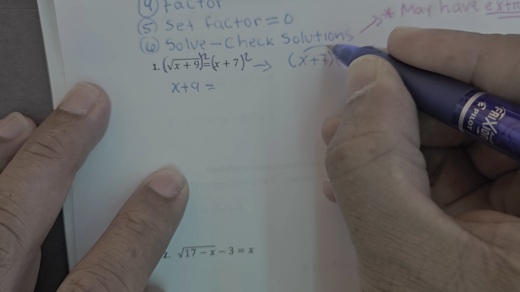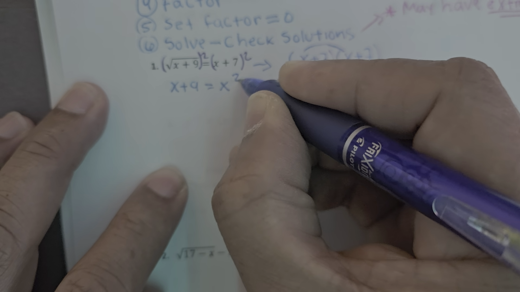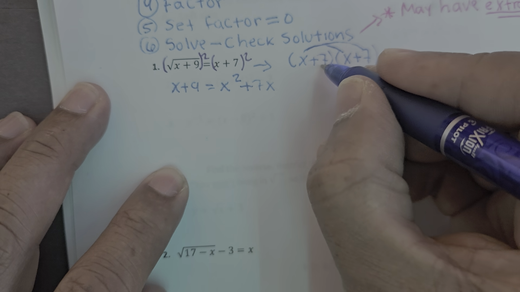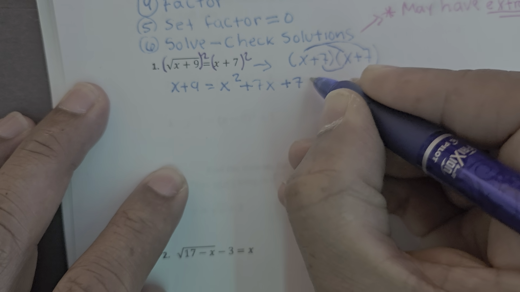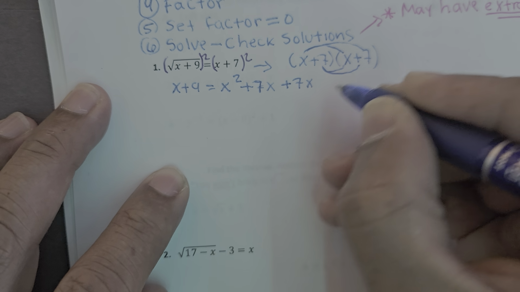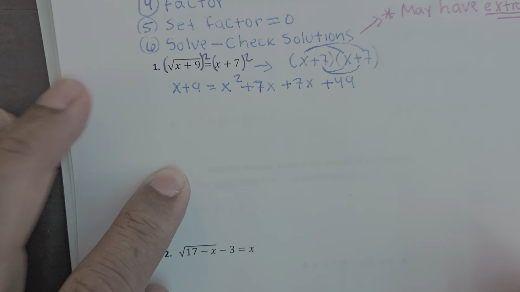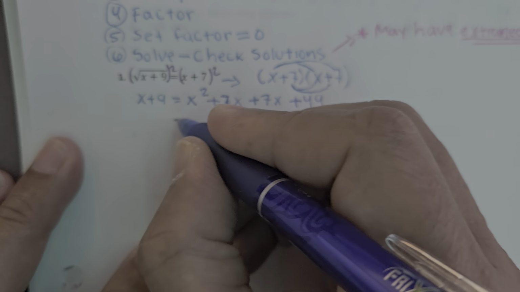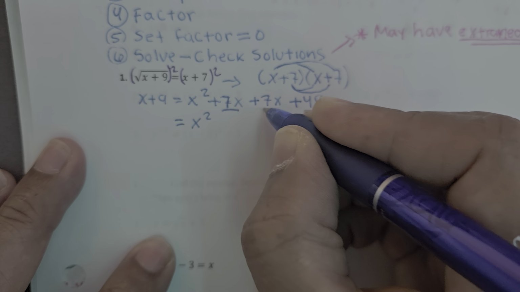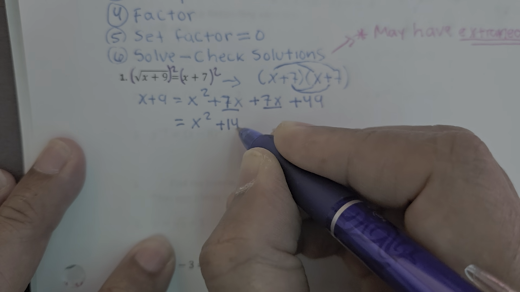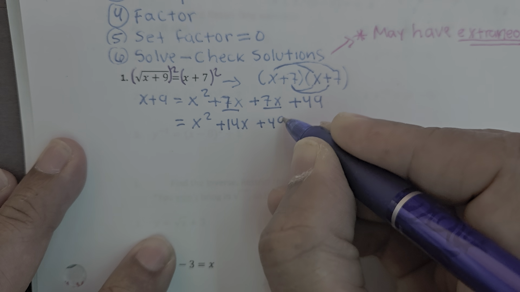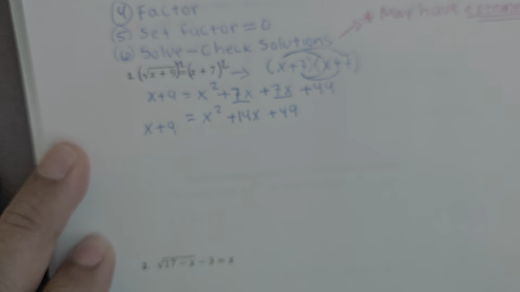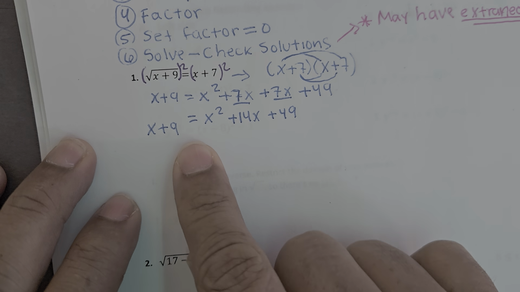So this is x times x, that's x squared, and then x times 7, that's plus 7x, and then 7 times x, that's another 7x, and last 7 times 7, that's 49. Okay, what I'm going to do next is combine like terms. So this x squared is the same, but this 7x and that 7x combine to 14x, and then that 49, we just carry it down. So then we still have x plus 9.